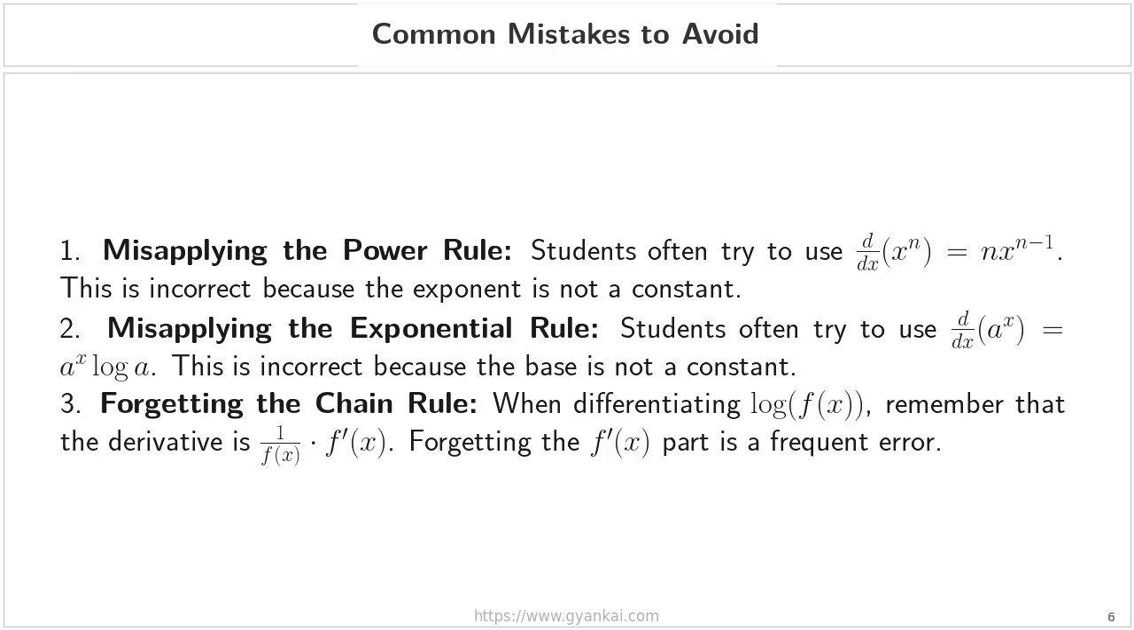Third, a very frequent error is forgetting the chain rule. When you are differentiating the natural log of a function of x, remember that the derivative is not simply 1 over the function. You must multiply it by the derivative of that inner function. In other words, the result is 1 over the function of x, multiplied by the derivative of the function of x. Forgetting this second part will lead to an incorrect final answer.